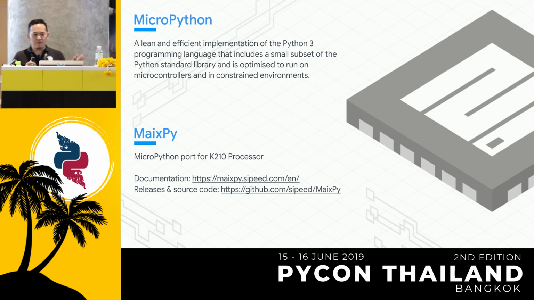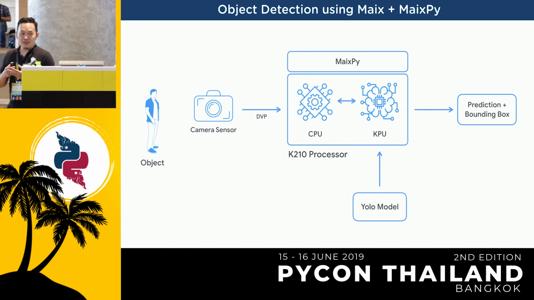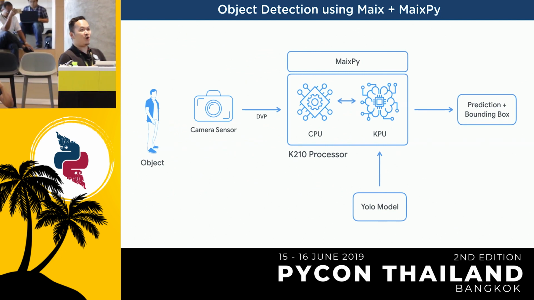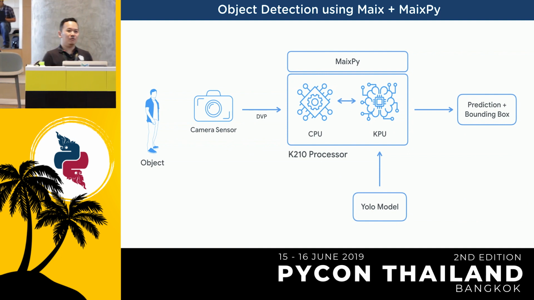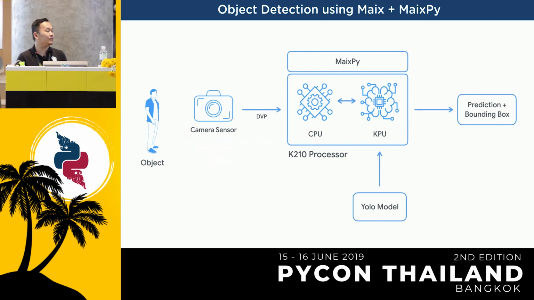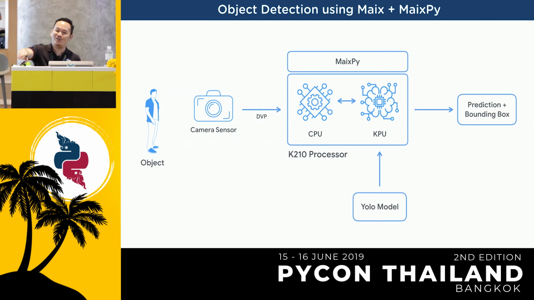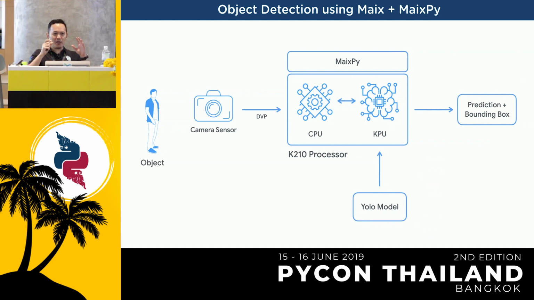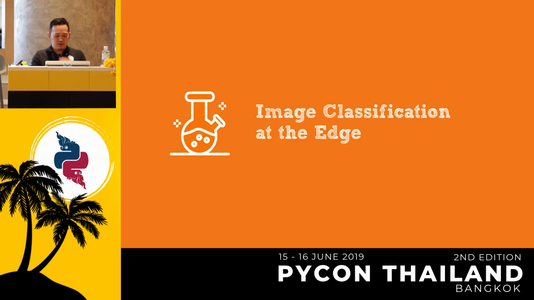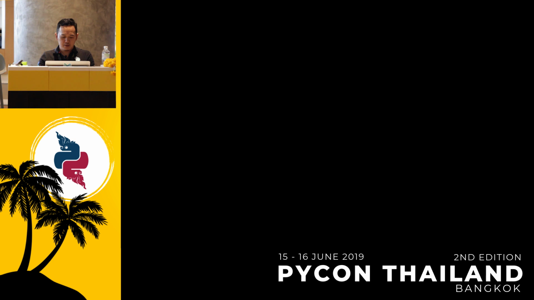Okay, back to the previous demo, which is object detection. What we actually use is YOLO, which is actually YOLO V2. So you put YOLO on this small device. You use MaixPy for loading the models and accessing the camera streams, and then display the prediction and bounding box. So let's do another demo.